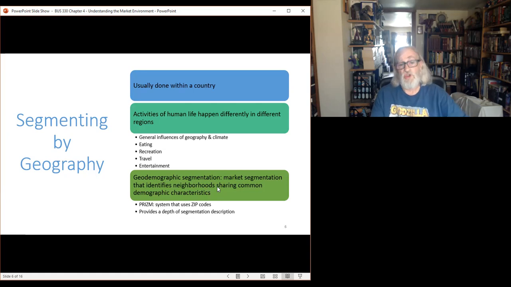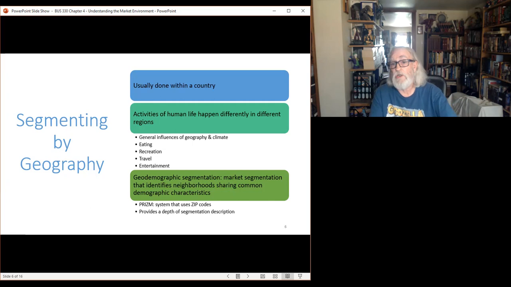And then we have this geo-demographic segmentation. This is segmentation of the market that gets down even further. We've gone beyond national geography and regional, and we're saying, let's find out about certain neighborhoods. And what is an easy way to do that? Well, certainly using a zip code would be one major tool that marketers have latched onto and developed over time.